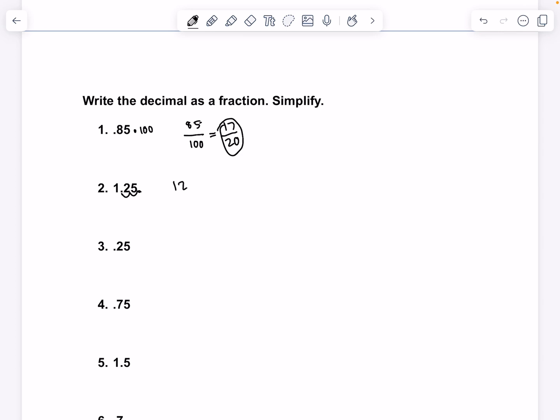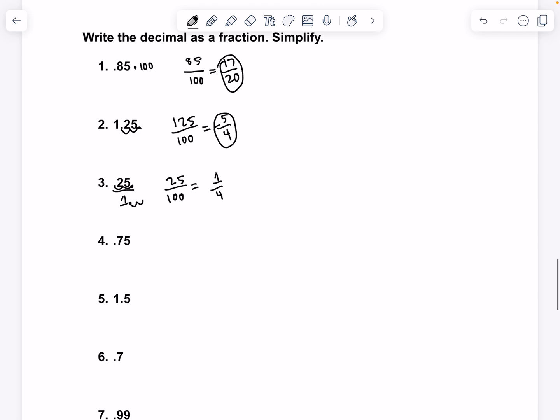Next, we can move the decimal place over twice, so it would be 125 over 100. Then we would divide by 25, and that would give us 5 over 4. That would be our simplified fraction. For the next one, you can imagine this as 0.25 over 1. If we move the decimal place over 2 times, which gives us 25, we also have to move the decimal place 2 over on the 1. That goes 25 over 100. Then we can divide both numbers by 25, which gives me 1 over 4.